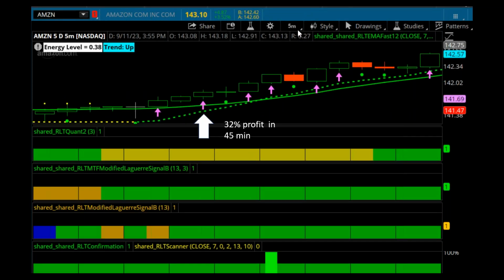Amazon 32%. This is a 5-minute chart, by the way. Now this is the 15 EMA.